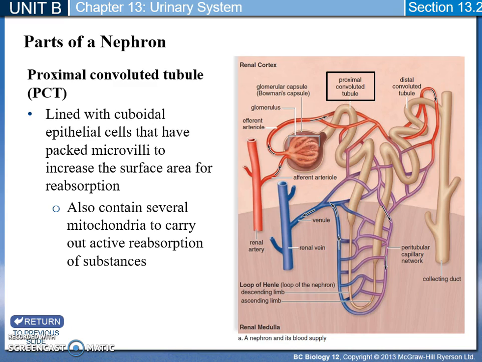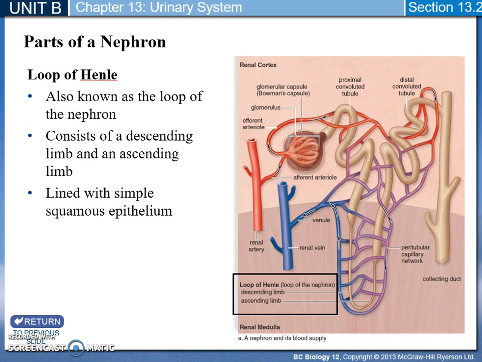The proximal convoluted tubule is lined with cuboidal epithelial cells that have packed microvilli to increase the surface area for reabsorption. They also contain several mitochondria to carry out some active reabsorption of substances as well. We have the loop of Henle, or Henle's loop, which is also known as the loop of the nephron, which will probably get renamed in that way. It consists of a descending limb and an ascending limb, and these are lined with simple squamous epithelial cells.